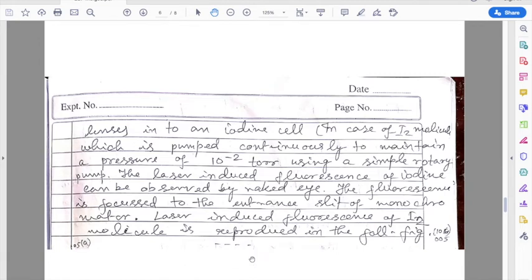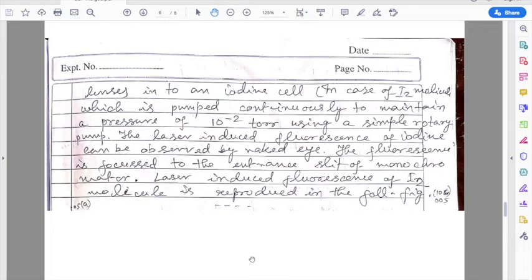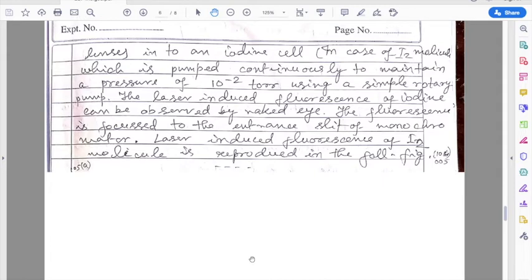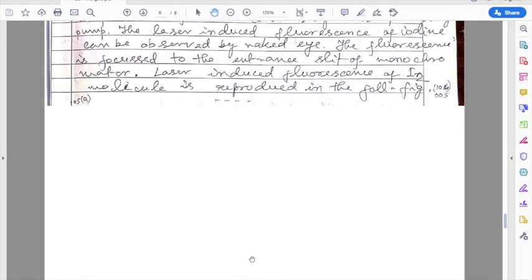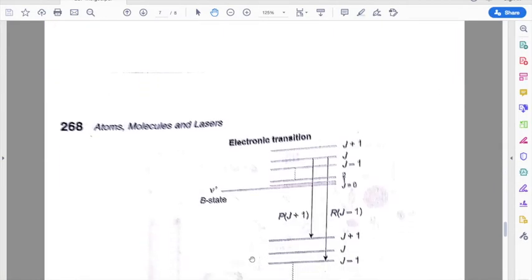In the case of the iodine molecule, it is pumped continuously to maintain a pressure of 10 to the power minus 2 torr using a simple rotary pump. The laser-induced fluorescence of iodine can be observed by the naked eye. The fluorescence is focused to the entrance slit of the monochromator. Laser-induced fluorescence of the iodine molecule is reproduced in the form of energy levels in the following figures.